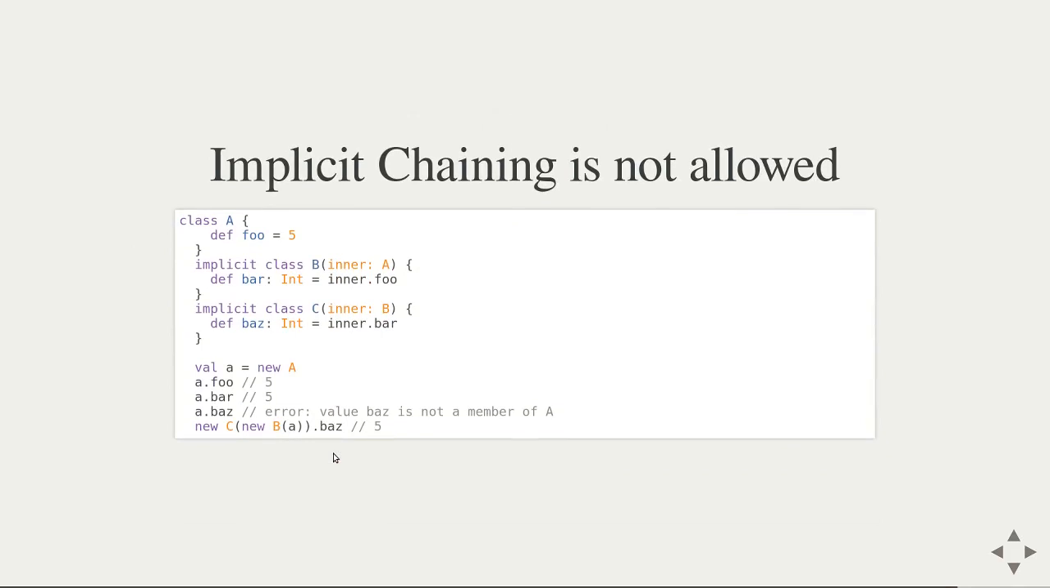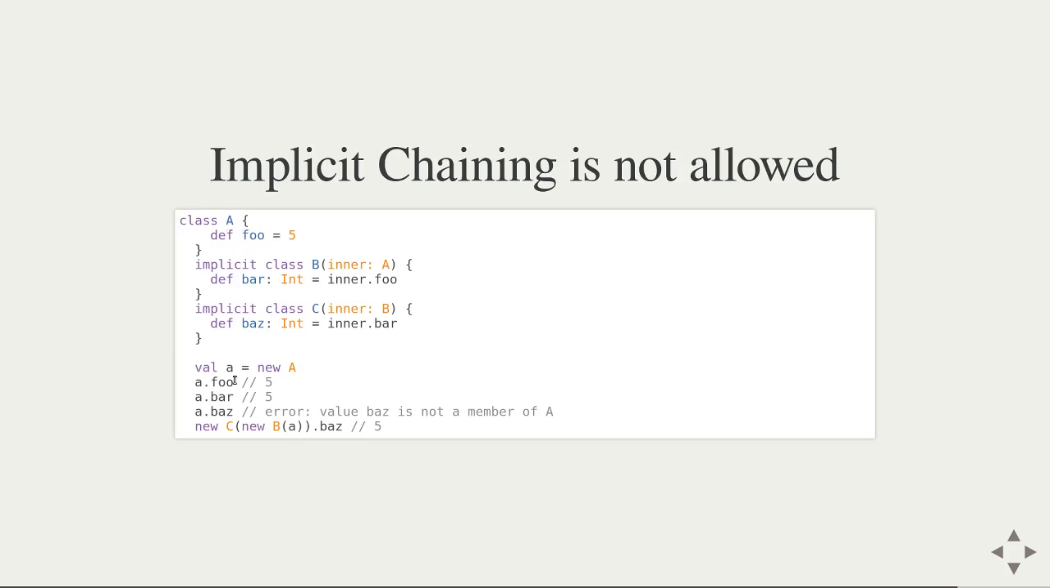Okay, some limitations of implicits. I've already mentioned this a few times. Implicit chaining is not allowed. So I have A, B, and C. Classes B and C are both implicit classes, which means if I ever need a C and have a B, then I've got a C. And if I ever need a B but I have an A, then I've got a B. It'll just implicitly convert it for me. Everything's cool. But if I have an A and I need a C, things don't work.